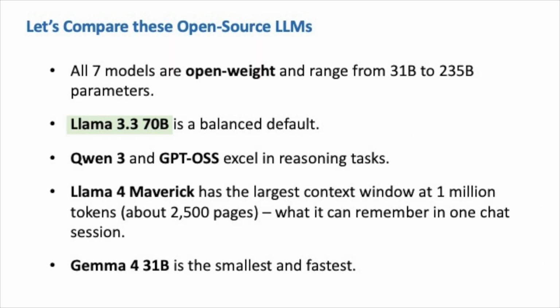Qwen and OSS excel in reasoning tasks, and Llama 4 Maverick has a huge context window. It means it can remember a lot in one chat, equivalent to 2,500 pages of material in one session. It has, of course, its pros and cons. And last but not least, Gemma is the smallest and fastest.